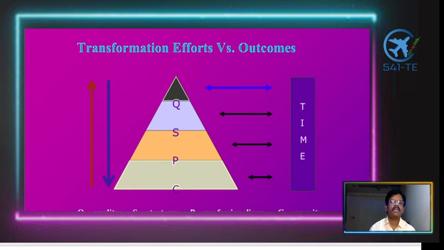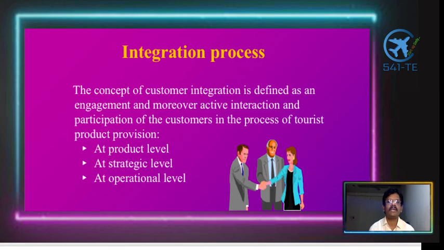Another dimension is integration of the process. Among all these things, the concept of consumer integration is derived as engagement, and moreover active integration and participation of the customers in the process of tourist product provision, at the product level, at the strategic level, at the operational level. So the product is completely integrated, and in it you can see several aspects.